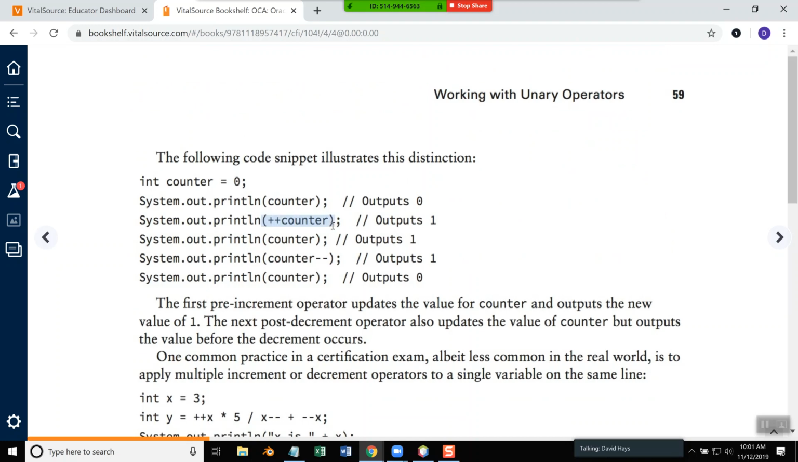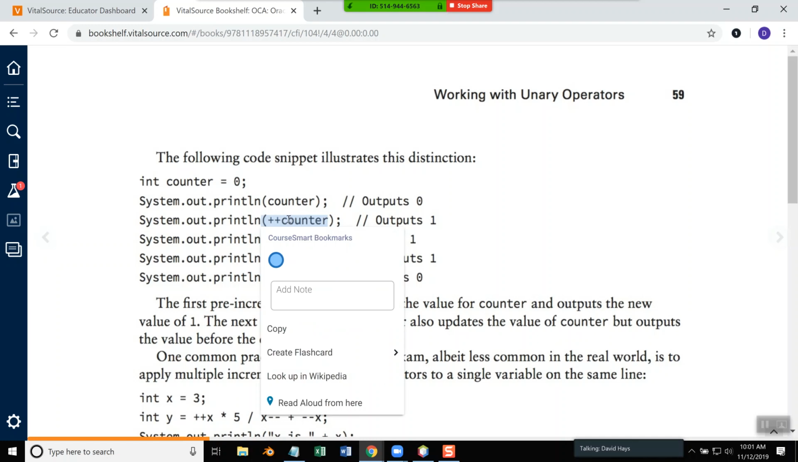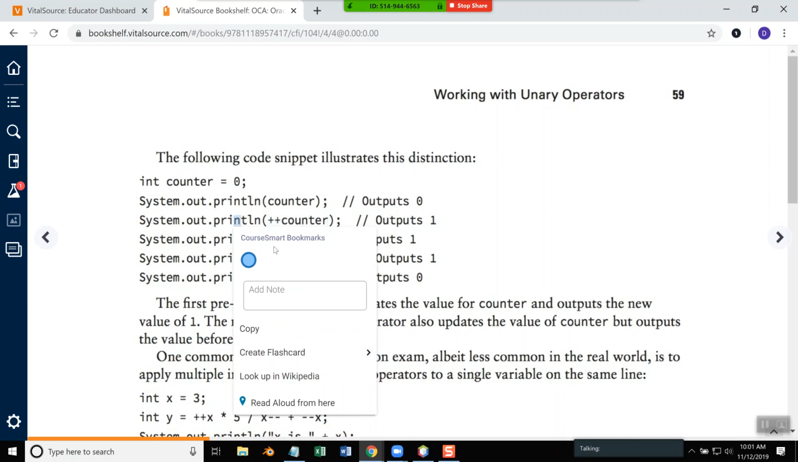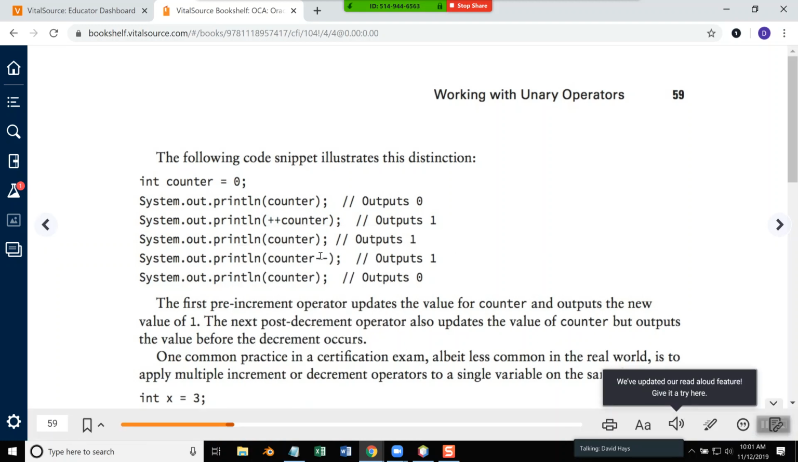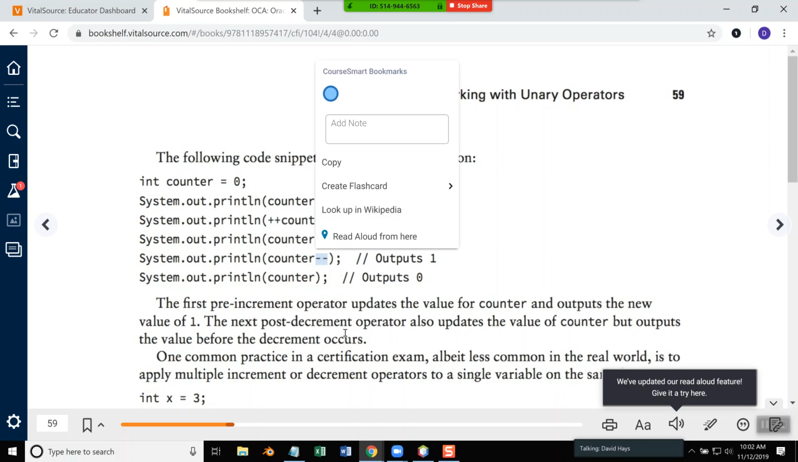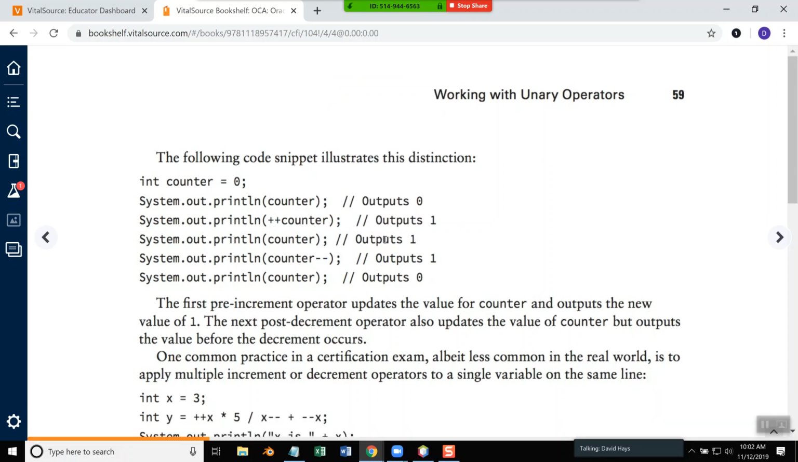Here you can do a plus plus. What this does is it adds 1 to it before it prints it. On the other hand, if you put the plus plus at the end, it'll print the old value of counter and then increase it by 1. Same thing here, minus minus, that'll decrease it after it prints. So it'll print the old value of counter, which is 1, and then decrease it, and that'll give you 0.